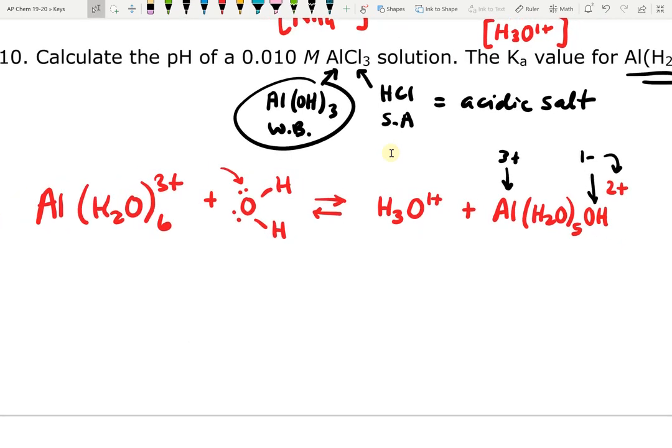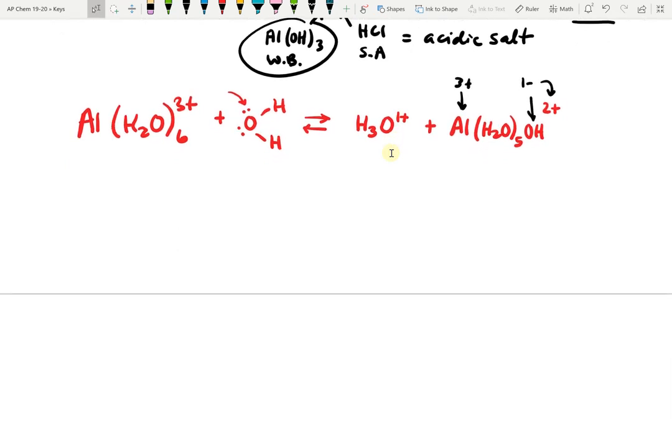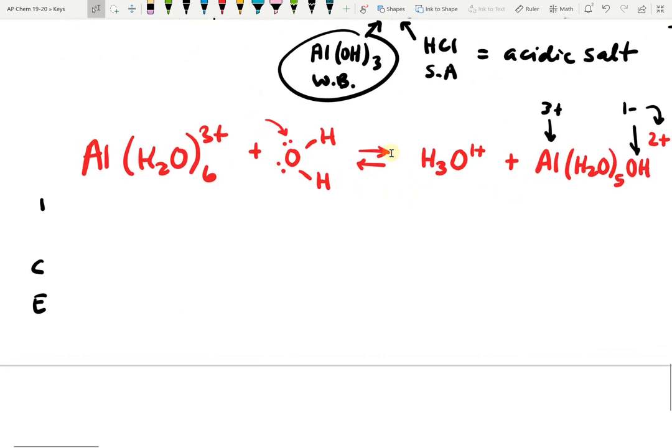Now, we've got our equation. We can see how aluminum in this way is acting as an acid. And so let's go ahead and fill in our RICE table. What do I know? This question says we have a 0.010 molar aluminum chloride solution. Chloride salts tend to be soluble unless they're with heavy metals. So we're going to treat this as a 0.010 molar solution of aluminum, which has found waters to surround itself with, according to what we talked about earlier there.